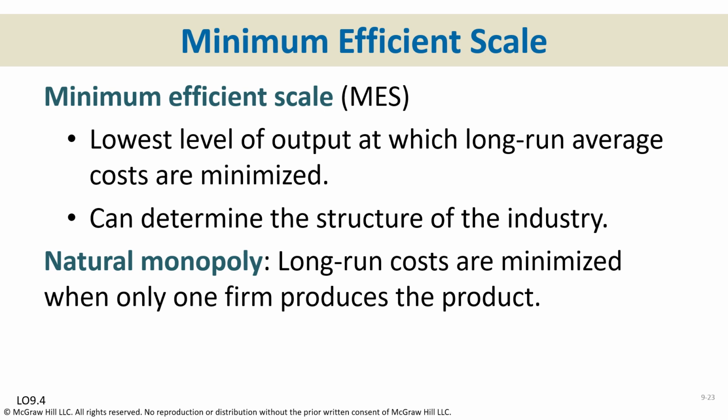Where MES occurs on an industry's long-run ATC determines if there will be many or few producers, and whether they will be large, small, or different sizes. A natural monopoly is a rare situation where economies of scale extend beyond the market size. Therefore, one large firm can provide the product more cheaply than a multi-firm market.